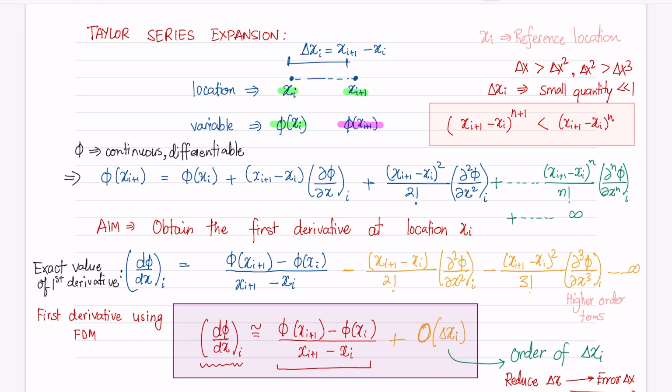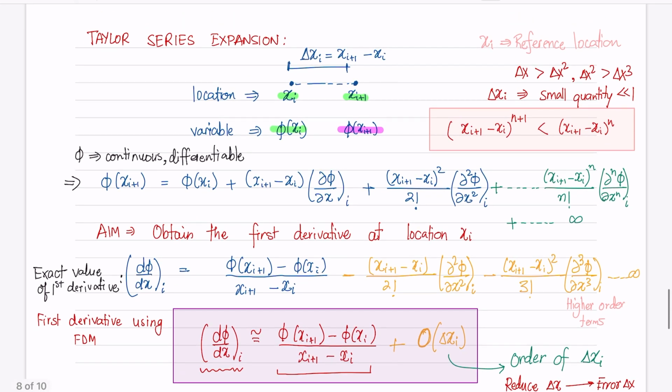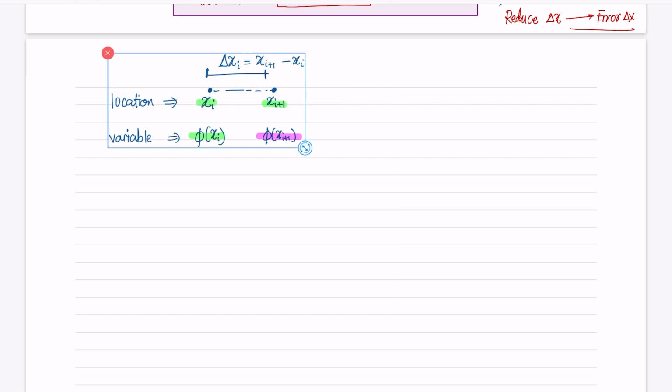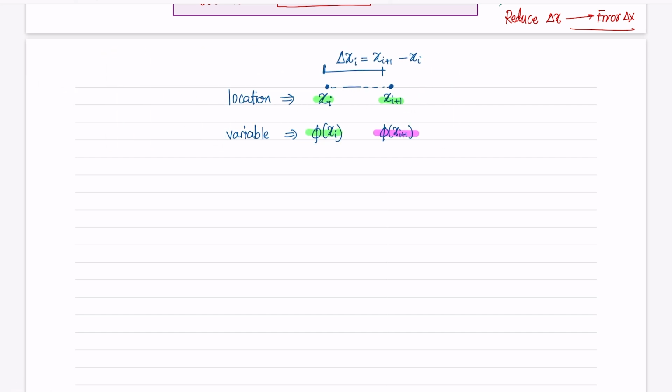Okay, so this was one of the examples of how we can use Taylor series expansion to come up with a first order approximation using the finite difference method. In this, we had considered our reference point here and the neighboring point on the right hand side. So one can also take up a very similar case. Let me just copy this entire thing and give you a slightly different argument. I'll just remove all this.